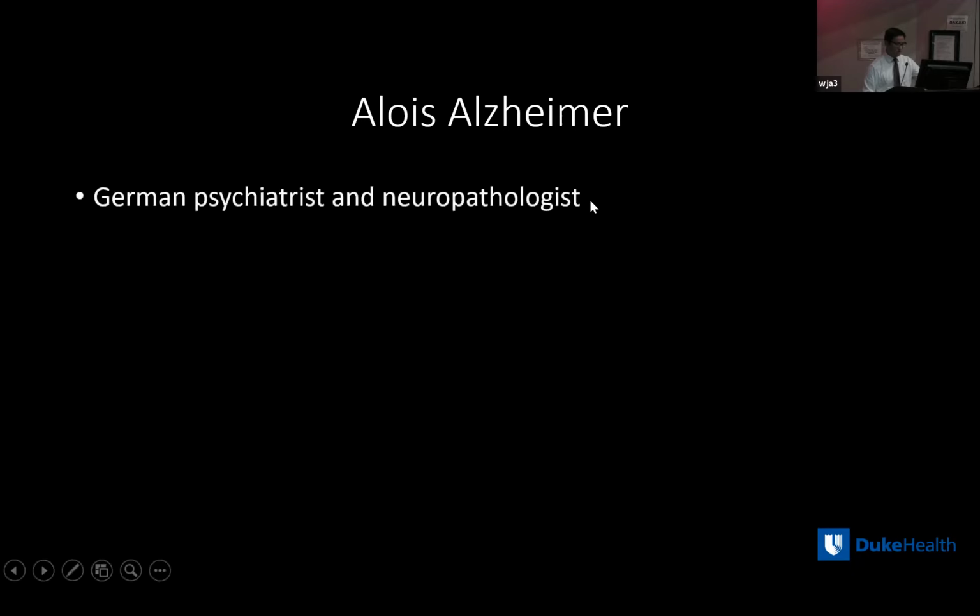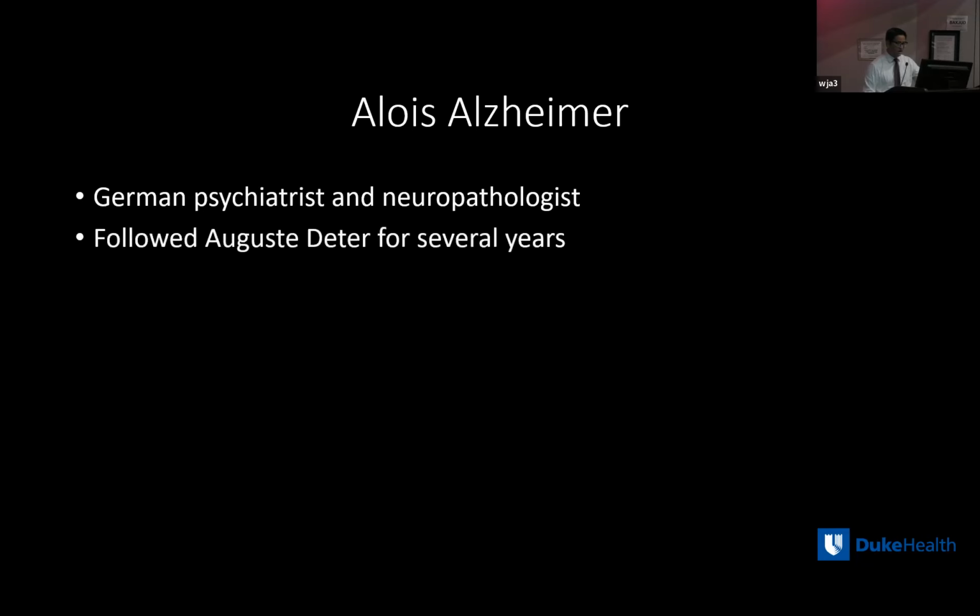Perfect, thank you. So Alois Alzheimer was the one that described this disease more than 100 years ago. He was a German psychiatrist and neuropathologist, and he followed Auguste Deter for several years. She was this 51-year-old German patient who started having memory difficulties.